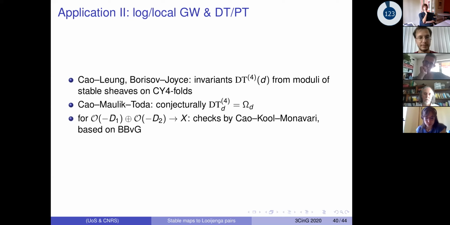And this has been checked by Cao, Maulik, and Toda in examples, and a larger set of examples was considered systematically in a very nice paper this spring by Cao, Kool, and Monavari, where these invariants are computed using stable pairs. And the verification of the Cao-Maulik-Toda conjecture hinges on our calculation from the log open principle of these omegas, essentially from log Gromov-Witten theory or from open Gromov-Witten theory.